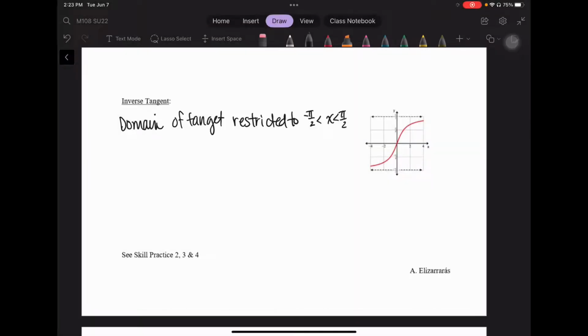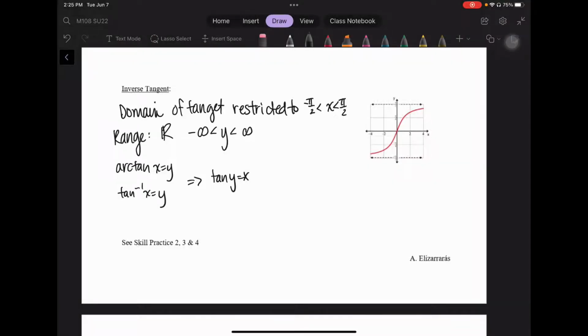And in this case, when I'm restricting that domain, I am not using an inequality that is equal to, because tangent cannot equal -π/2 or π/2, as it is undefined at those vertical asymptotes. The range of tangent, remember, was all real numbers, and so it went from -∞ to +∞. The arctangent of x equals y, or the inverse tangent of x equals y, just means that the tangent of y equals x. And so again, remember for the inverse, the domains and the ranges switch.